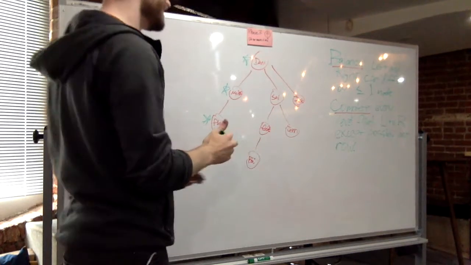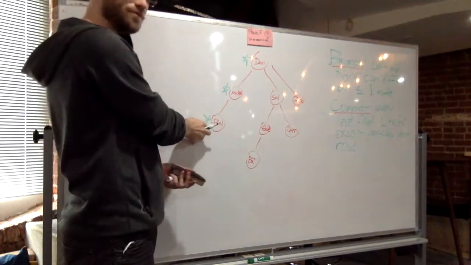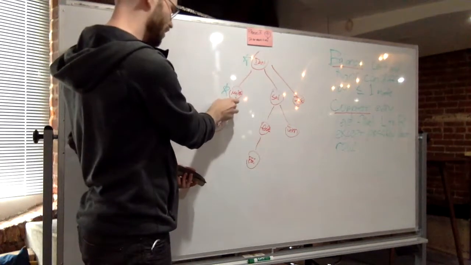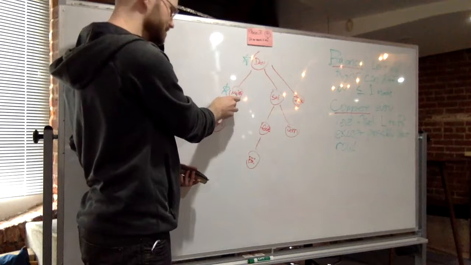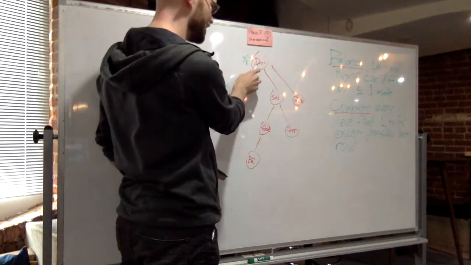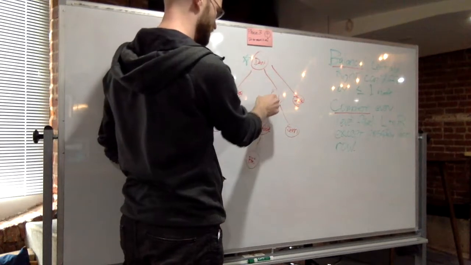All right, so we just checked Phil. Phil does not equal Jen. So we go back up here. Are there any other children of Miles? No. So we go back up here. Are there any other children of Danny? Yes. So we go and we visit Sal.